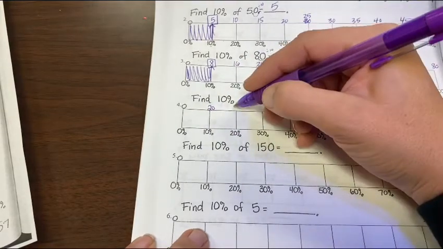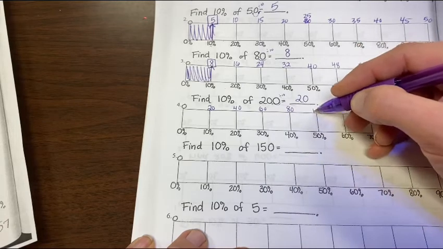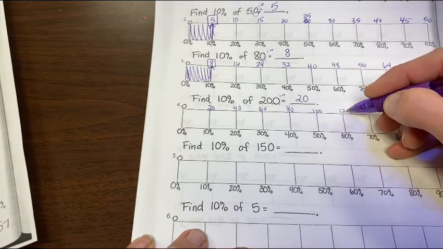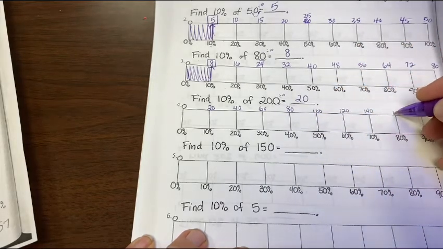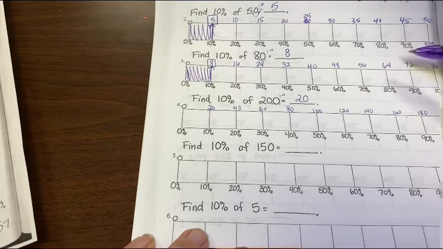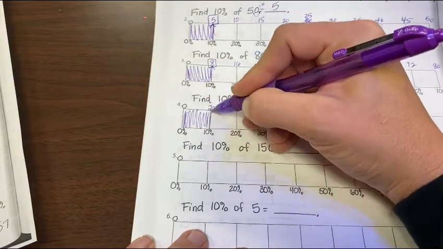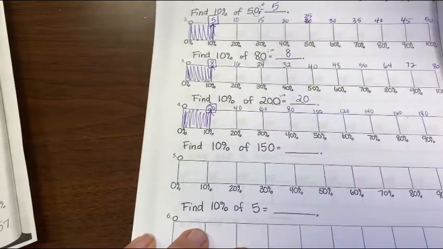So I'd count by 20s. 20, 40, 60, 80, 100, 120, 140, 160, 180, and 200. So 10% of 200, I would shade to 10%. So 10% of 200 would be 20.